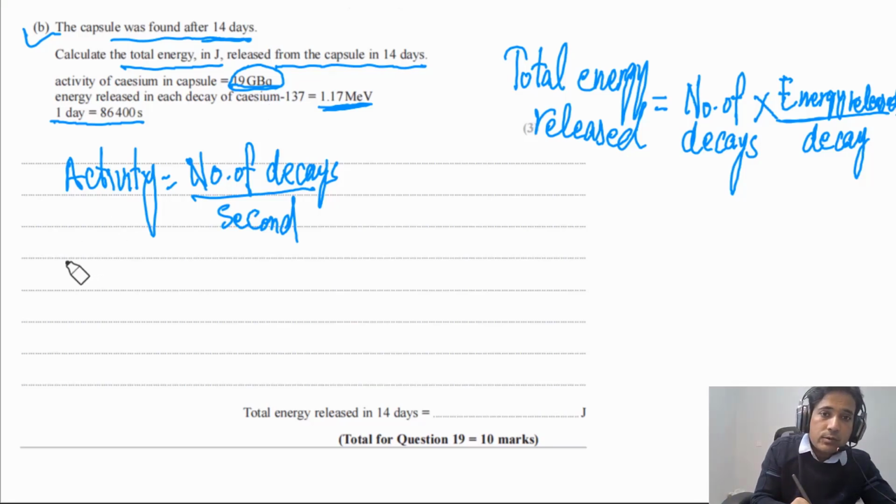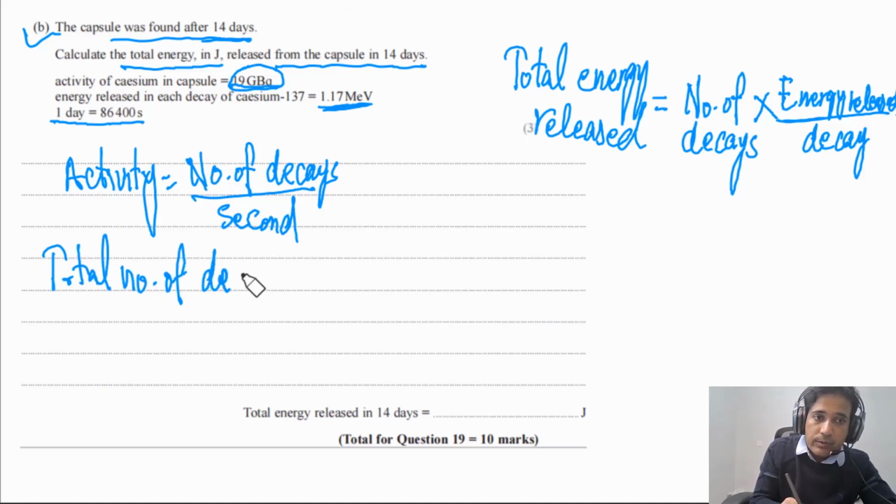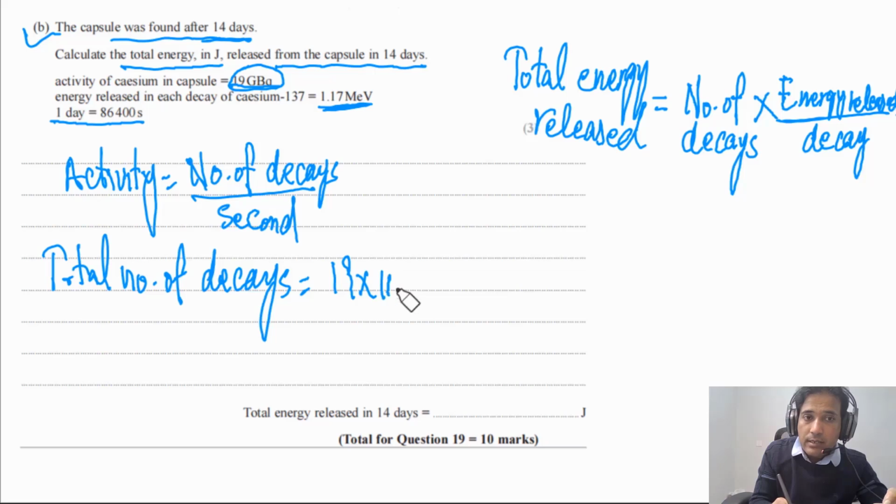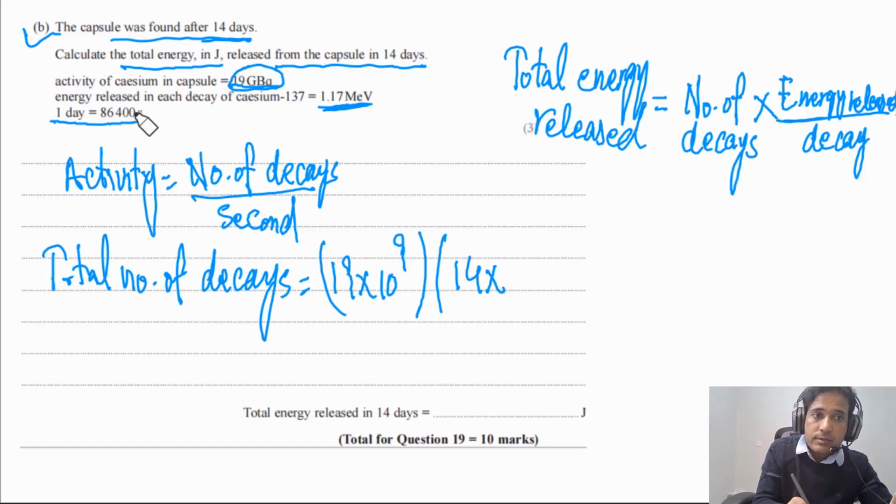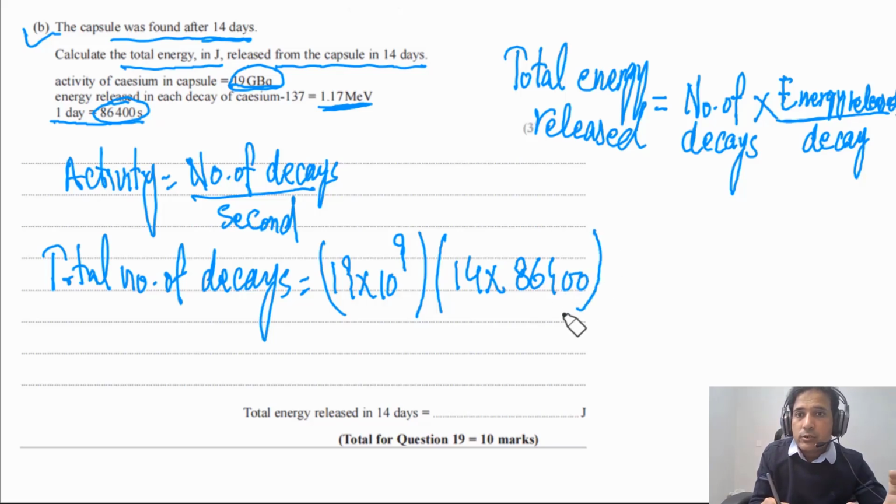So how we can find total number of decays? So we will be writing here total number of decays. How we can find out? In 1 second, how many decays we have? 19 gigabecquerel. 19 giga, 19 times 10 to 9 number of decays we have in 1 second. And how about the total number of seconds? Total number of seconds will be 14 times number of seconds in 1 day, that is 86,400. That is given to us. So by solving this one, we can find out total number of decays.